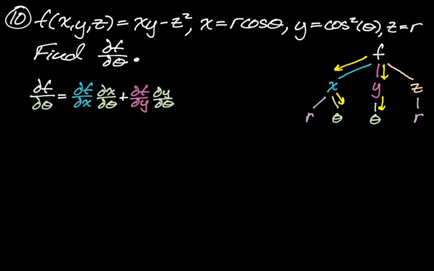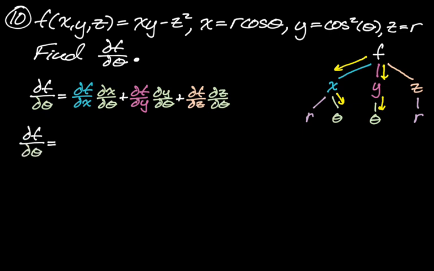And then if it happens, so I'm going to include it just as a generality here, we would have partial f, partial z, and then partial z, partial theta. But that we know is 0. So this is overall the partial derivative with respect to theta. Now we just got to fill everything in.